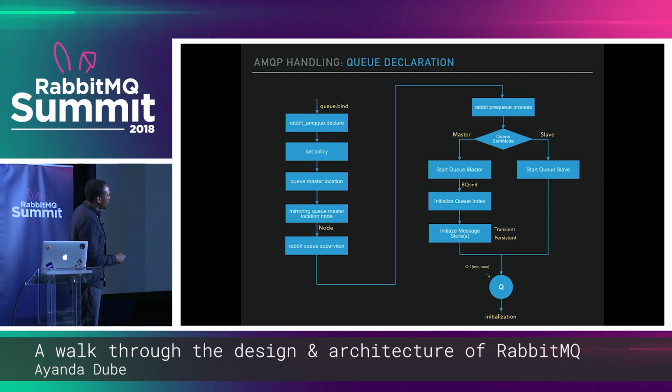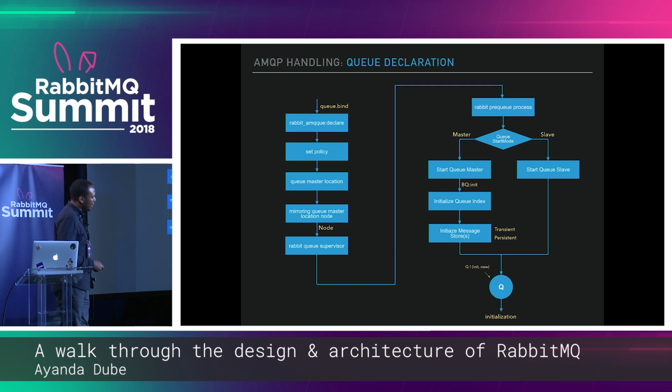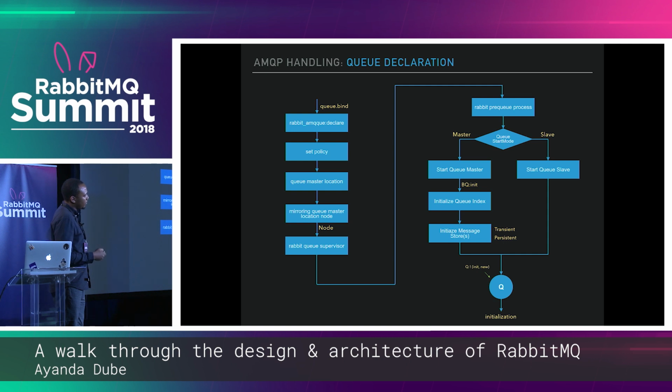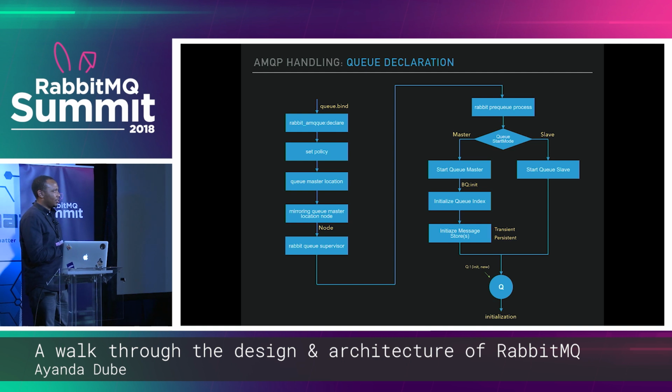And then that will start up the queue supervisor. So this goes through another process called the pre-queue process. And then it will check, is the queue a master queue or a slave queue? If it's a master queue, it will start the master queue and initialize it with the backing queue, and initialize your queue index and the message store. For 3.7, the message store is per vhost. So you'd have a transient and a persistent message store, and then after that your queue process will start. Then it sends init new, which is the recovery strategy mentioned to the queue, and that will proceed with more initialization steps. So there's quite a lot that actually takes place. And if it's a slave, the slave queue will be started from the mirror queue slave process.